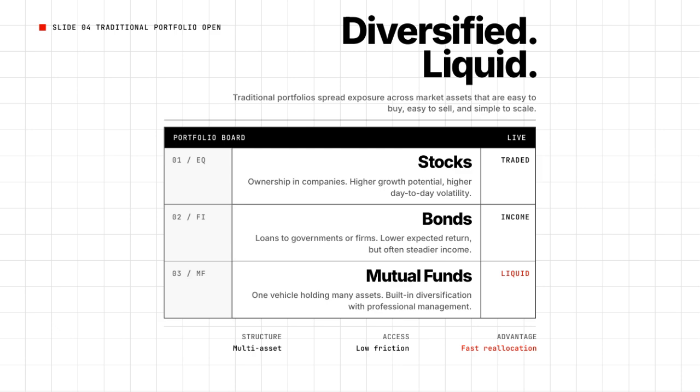Next, we have bonds, which are essentially loans to governments or firms. While bonds tend to provide a lower expected return compared to stocks, they often deliver steadier income, making them a more stable component of a portfolio. Finally, mutual funds act as a single vehicle holding many different assets. They provide built-in diversification along with professional management, which helps to balance risk. A traditional portfolio combines these elements in a multi-asset structure that allows for low-friction access and fast reallocation, helping investors adjust their strategy efficiently as market conditions change.